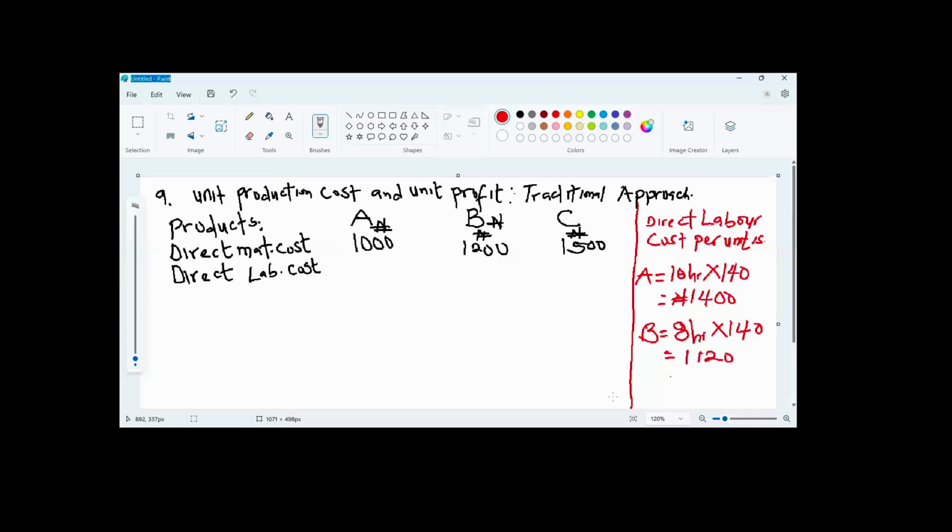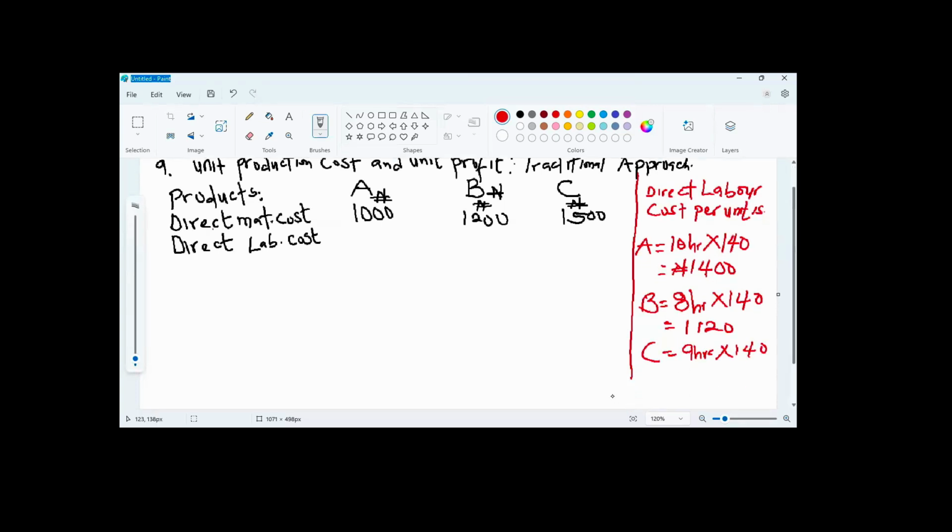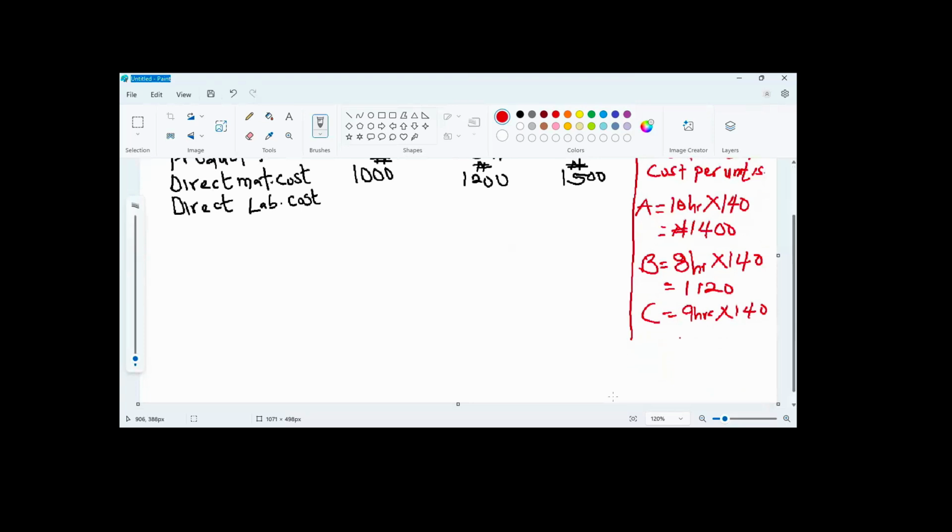1,120. For product C, we require 9 labor hours. The rate per labor hour is 140. What do you have, please? 1,260.